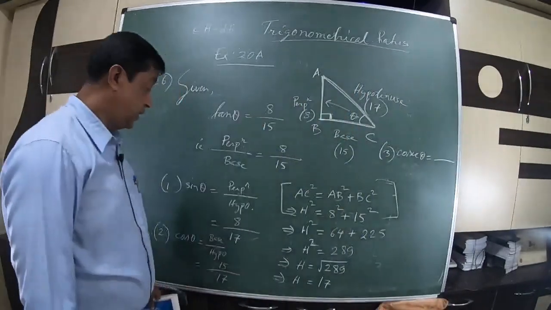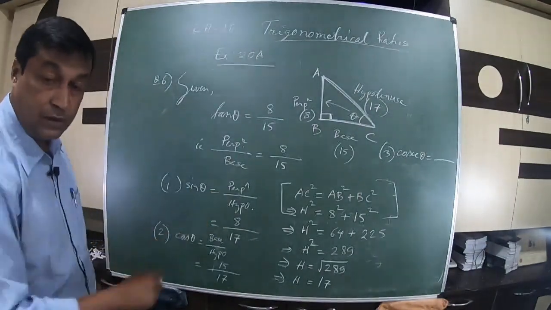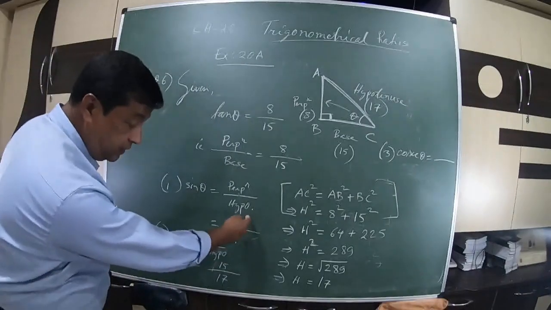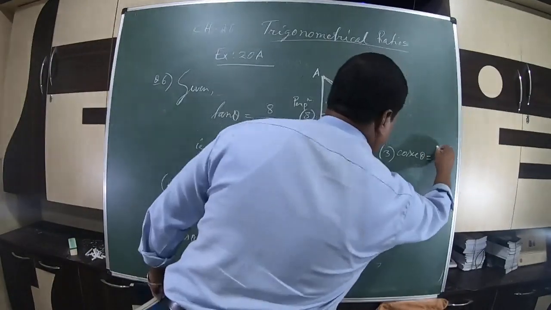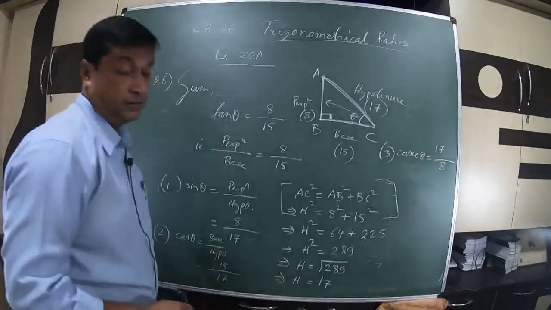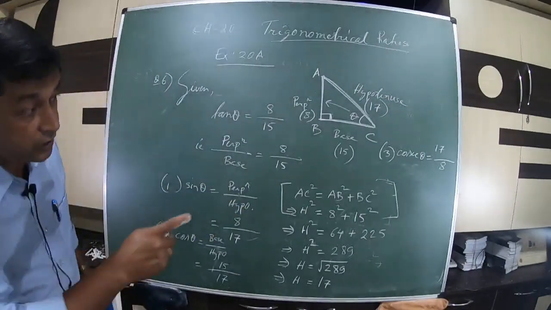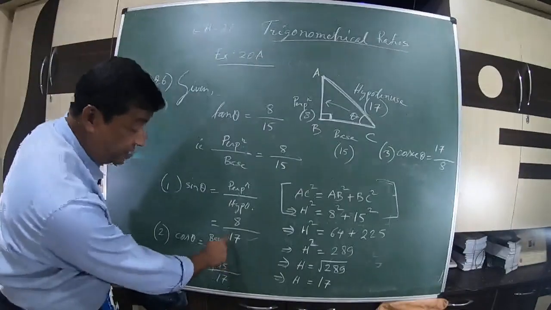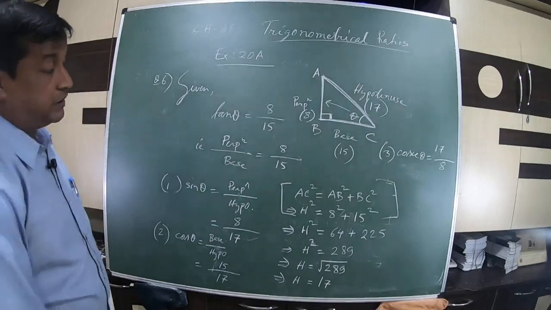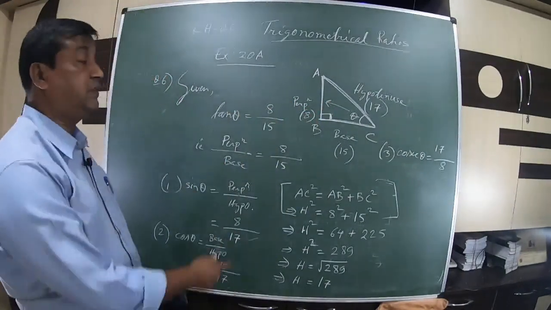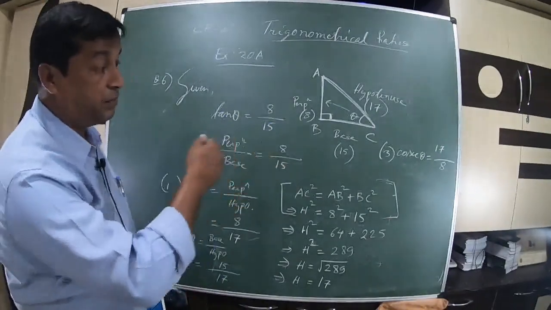Cosec theta means what? You take the reciprocal of the sin theta, means hypo by perpendicular. So you just make it reverse, means it will come in the numerator and it will be going in the denominator. So it will be 17 by 8. What is cosec theta? That is hypotenuse by perpendicular. So you are replacing the value of hypotenuse, how much? 17. How much is the perpendicular? 8. So that is hypotenuse by perpendicular. You can find out from the diagram also the value of perpendicular, base and hypotenuse. So you can just replace it.